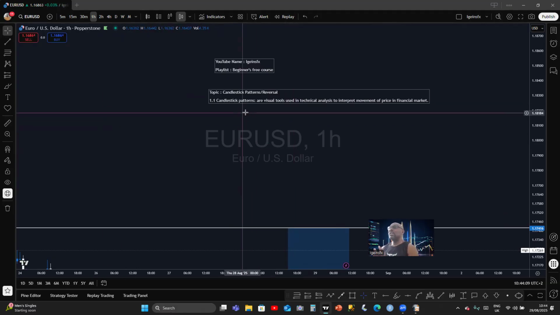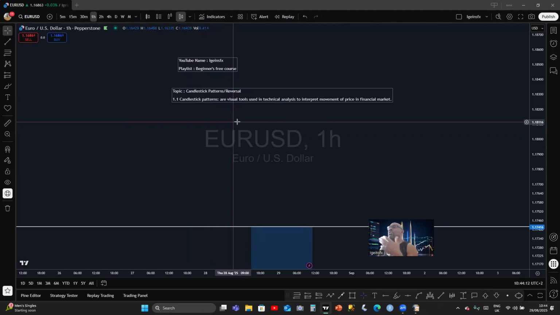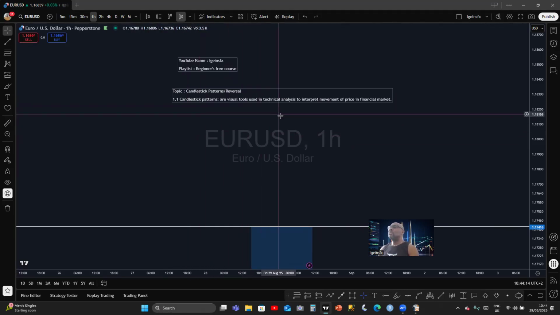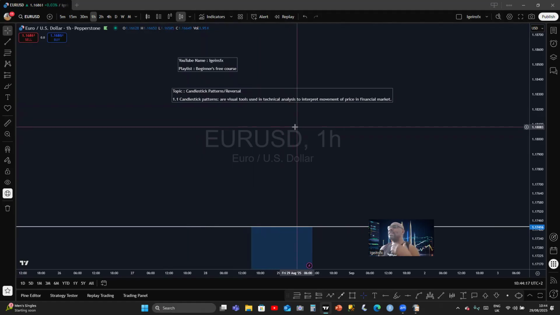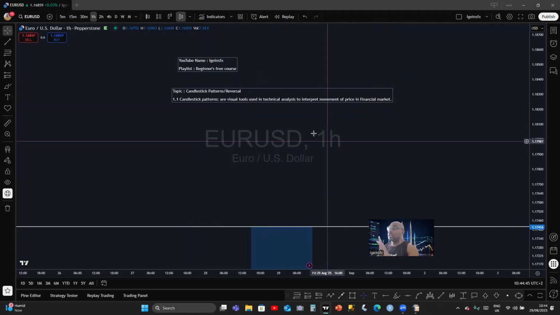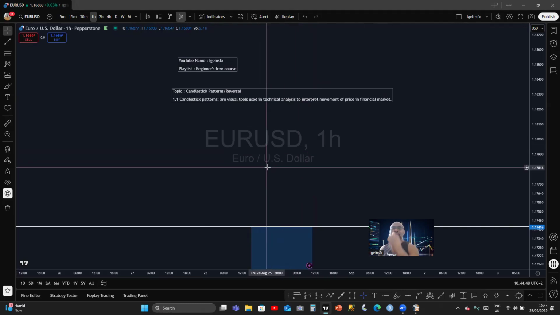So what is candlestick pattern? Candlestick patterns are visual tools used in technical analysis to interpret movement of price in the financial markets. The summary of it is that once you see all those things, you just know that, okay, this is what is happening. This is what price is doing. It's either it's buying or it's selling. Or maybe the price stops at a particular level, that is consolidation. All right, I will still treat that, one step at a time.